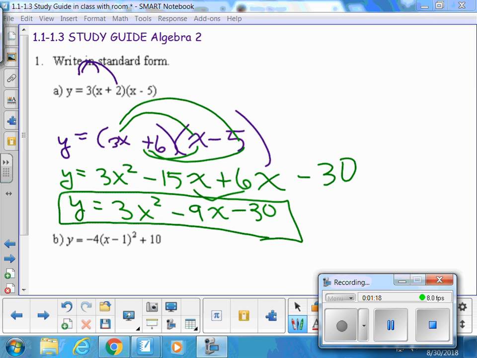All right, we did our foiling with our rainbows. Just keep in mind when you're foiling, you are multiplying. So we got 3x times x, got 3x squared. 3x and a -5 is a -15x. 6 times x is 6x. And a +6 with a -5 is a -30. Don't forget to add those 2 like terms together, and that'll be a -9x.